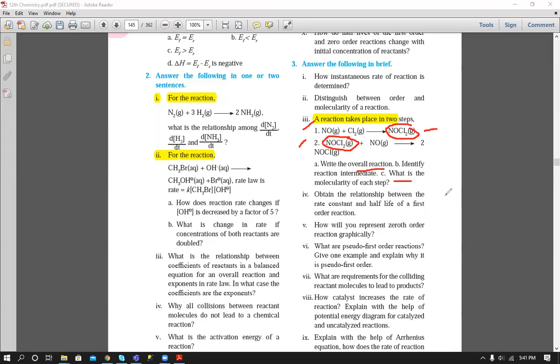Overall reaction, how will you write the overall reaction? Just add, and this gets cancelled. So NO plus NO, 2NO plus Cl2 gives 2NOCl. So what I said, for the overall reaction, 2NO plus Cl2 gives 2NOCl. Okay.